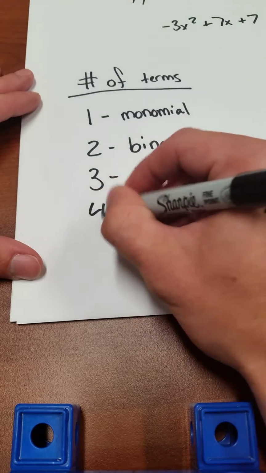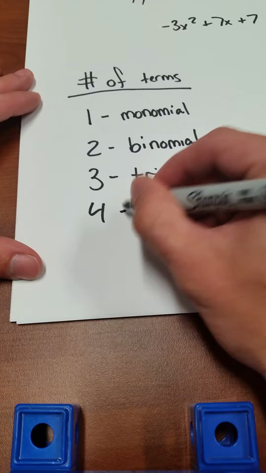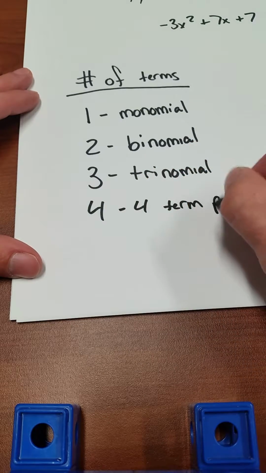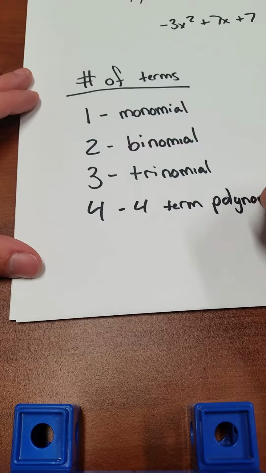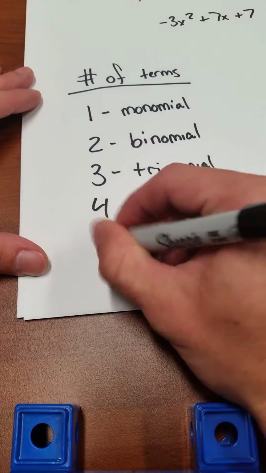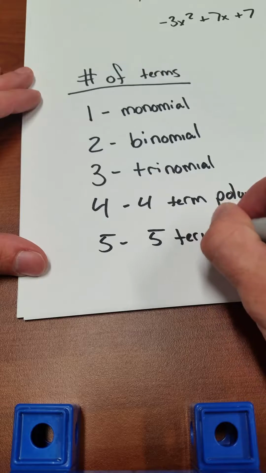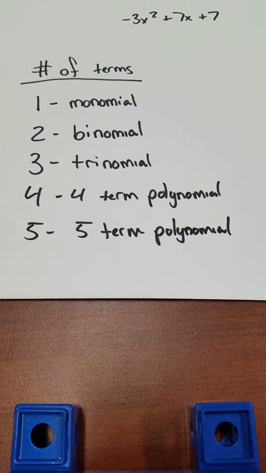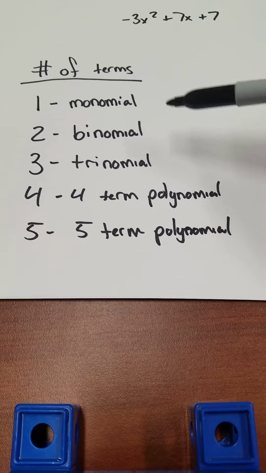Now, for 4 and up, we just call it exactly what it is. So this would be a 4-term polynomial. 5 would be a 5-term polynomial. Okay, so on and so forth. 6-term polynomial, 7-term polynomial, all that kind of stuff. So make sure you get this down so that you can refer to it. So the first way that we name a polynomial is by the number of terms.